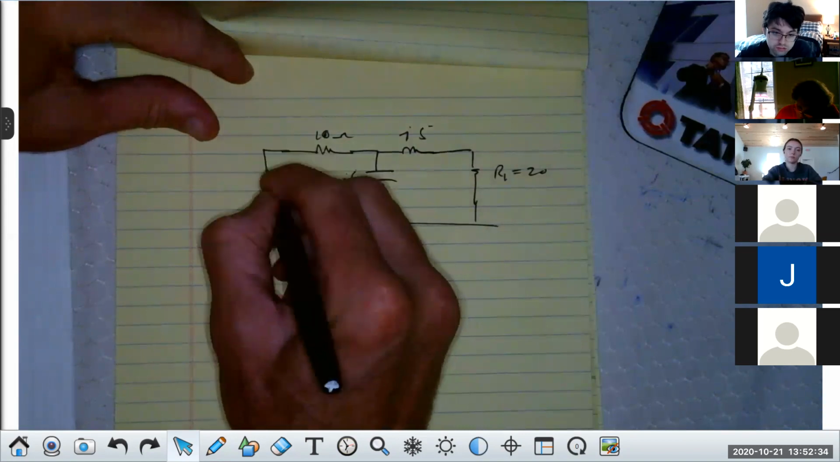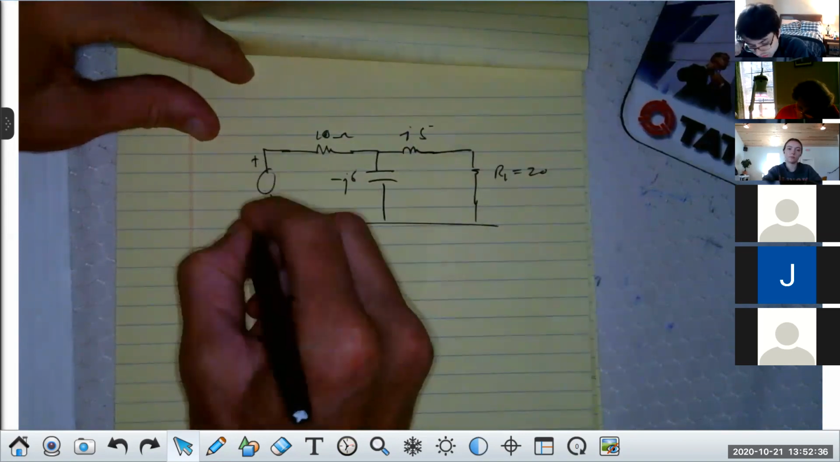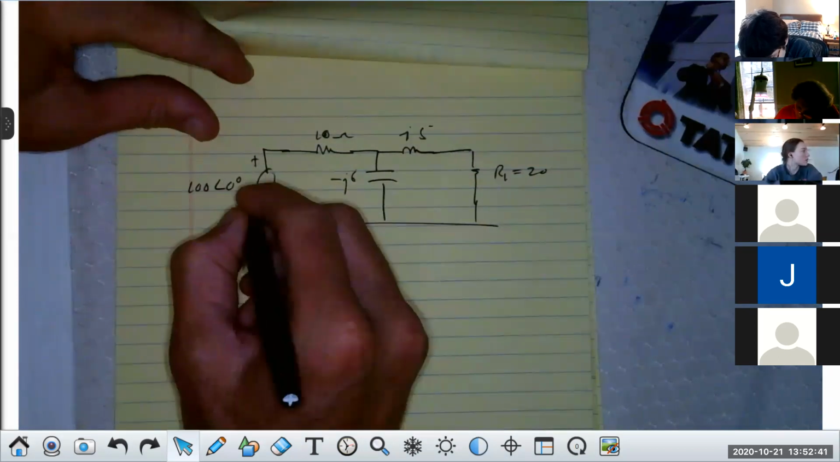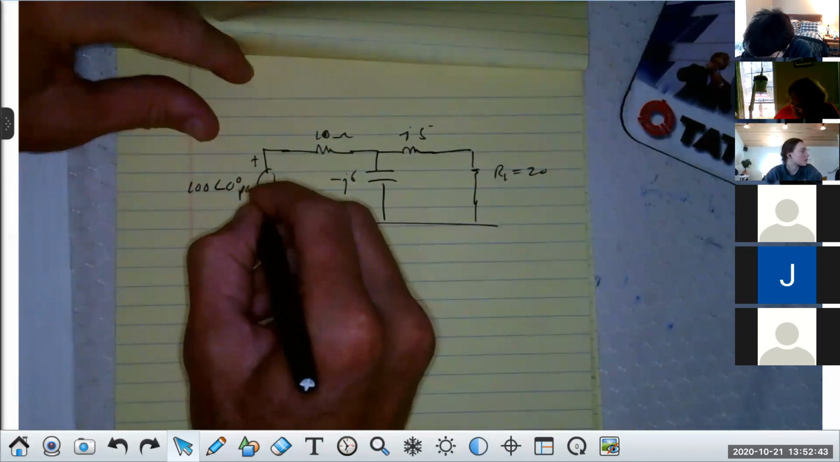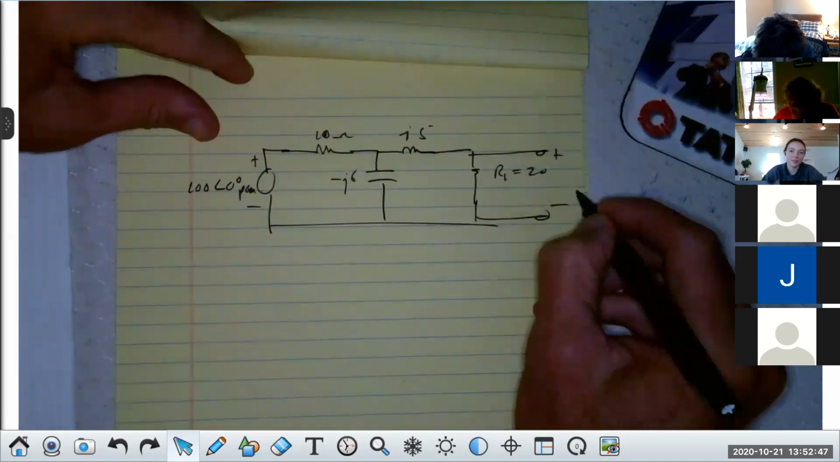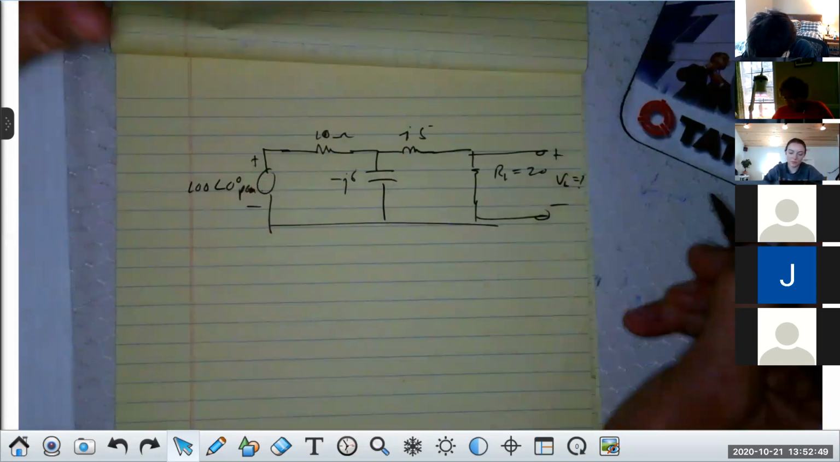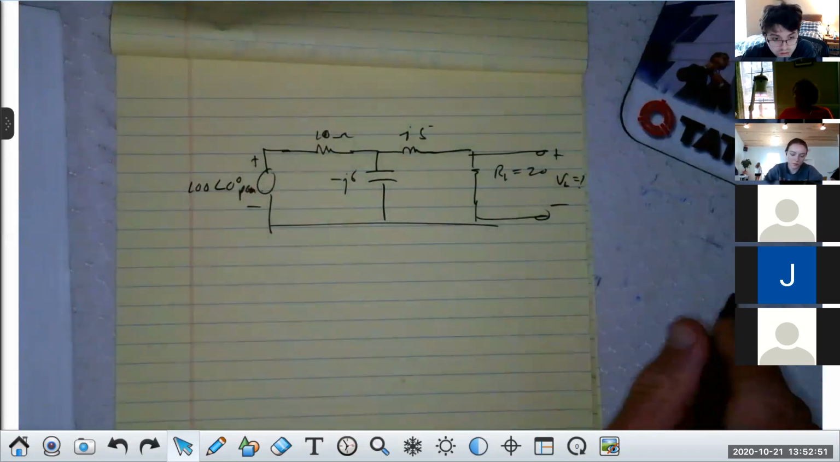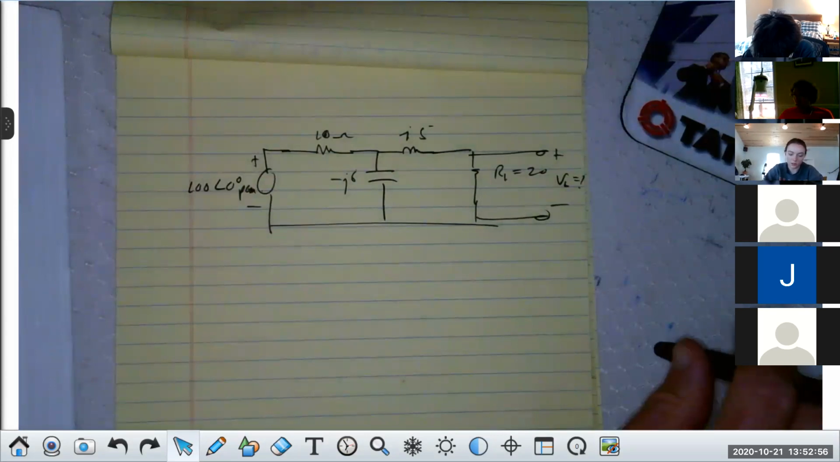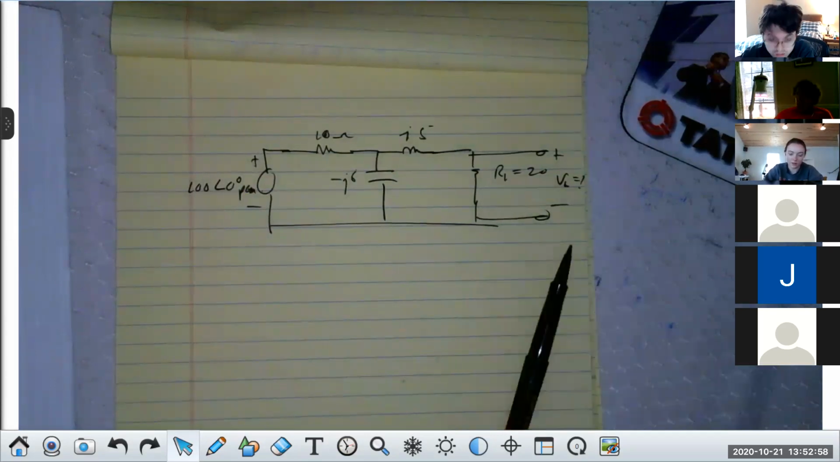And I have a source. I'll make this 100 volts at 0 degrees and make this peak, not RMS, okay? And what I want is the voltage here. All right, using Thevenin's theorem. Got me on that? I'm going to give you a second to write it down. Make sure you can see this and you're, oh gosh, I'm over.